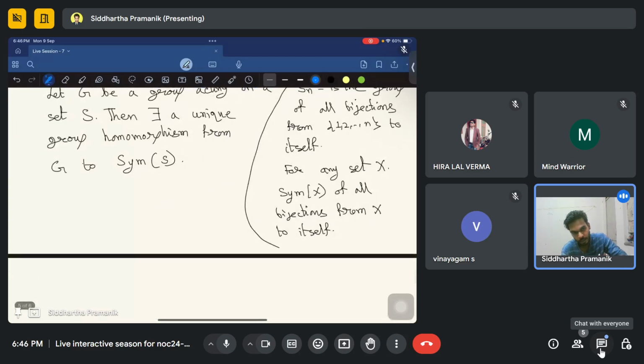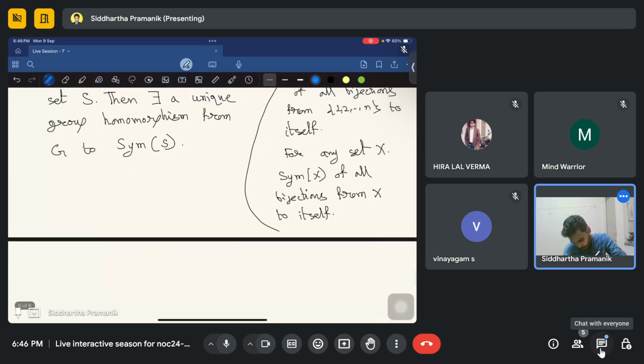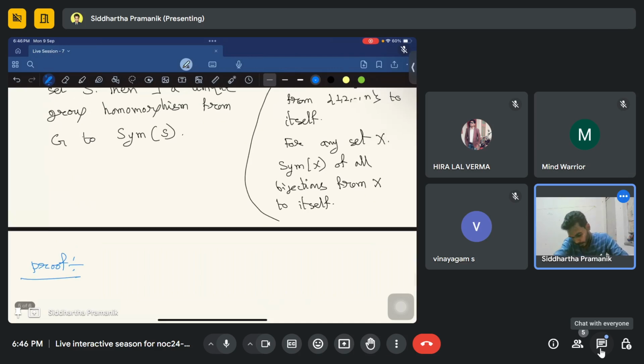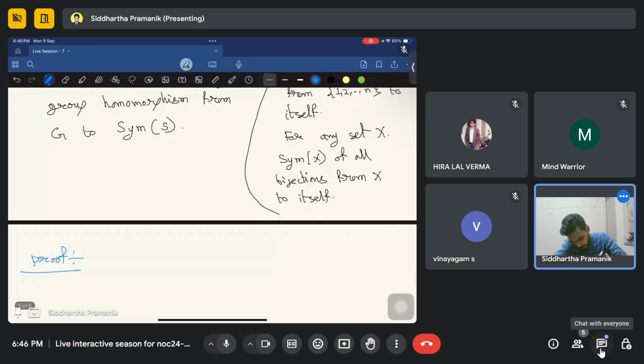Okay, let's do a quick proof. I will not do all details because you have already done Cayley's theorem. So the same proof will hold here. Now G acts on S, right?